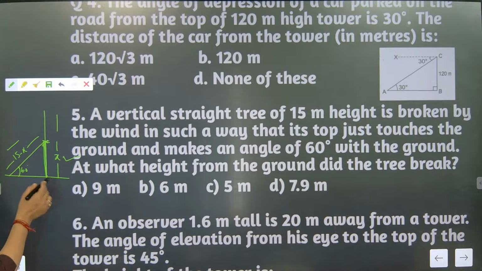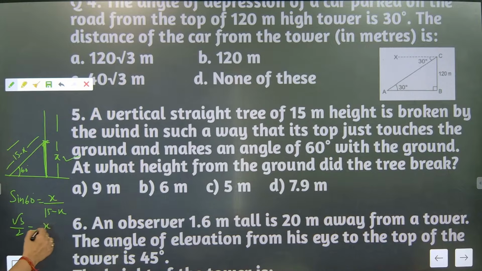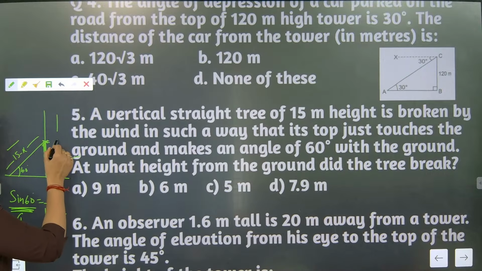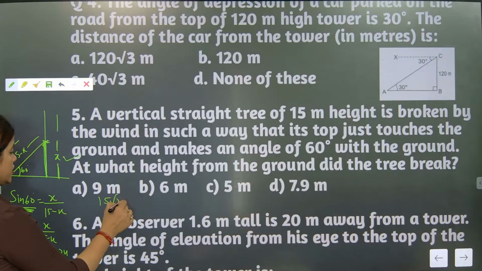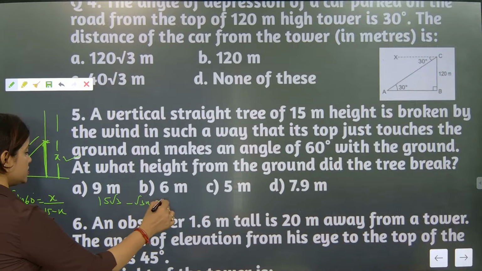Come on children, give the answer fast. So here it will be hypotenuse and perpendicular. So sine 60 degrees is equal to x by 15 minus x. So root 3 by 2 is equal to x by 15 minus x. Here it is sine 60 degrees because this is perpendicular and this part is the hypotenuse. So now it will be root 3 times 15 minus x is equal to 2x. Got it? So here it will come 15 root 3 minus root 3x is equal to 2x.